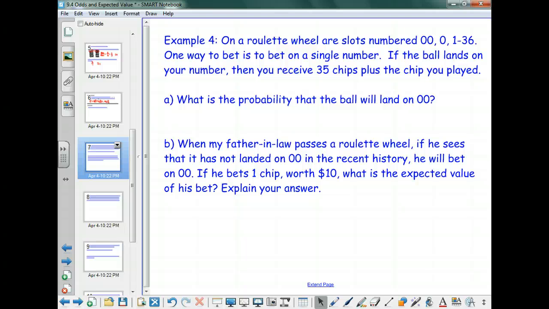Okay, everybody with me? All right. First question, what is the probability that the ball will land on 00? That is 1 out of 38. Right? There's 38 slots. If they're all equal, and they are, then it's going to be a 1 out of 38 chance of that happening.